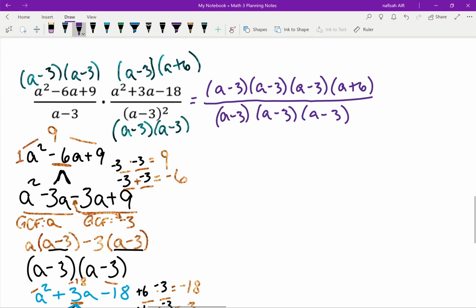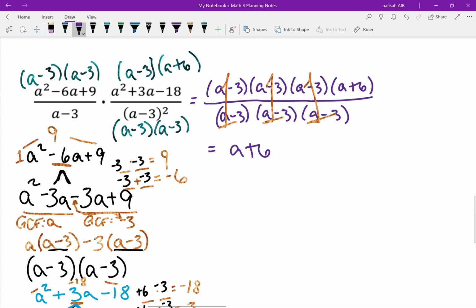All right, I'm at the step now where, oh, 1, 1, 1. My answer is a plus 6. Now, if it was something else, I'd put it in parentheses, but it's not, so it's good.